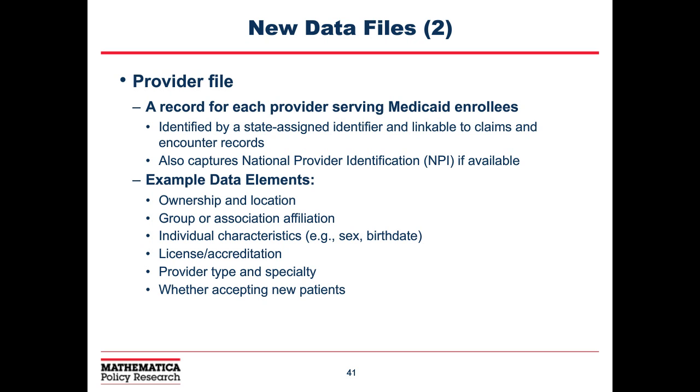Here you have data elements such as ownership and location of the provider. If it's a group, you will know it, and you will also know the association and affiliation of the provider. You will know the sex and birthday of the individual providers, their licensing and accreditation information, as well as type and specialty. The last bullet point is also very intriguing to me, especially for those of you who are interested in provider networks and access to care: whether the provider is accepting new patients.